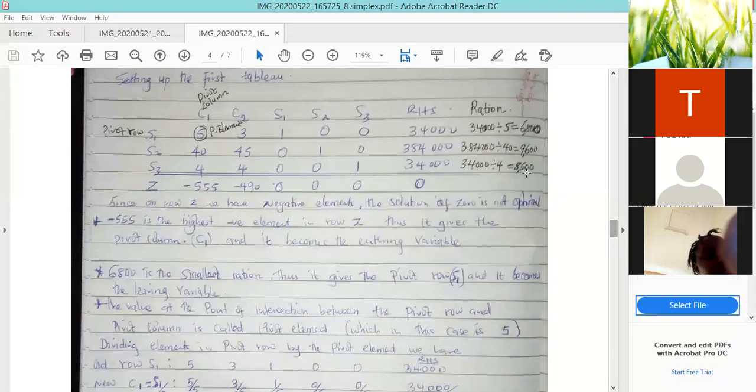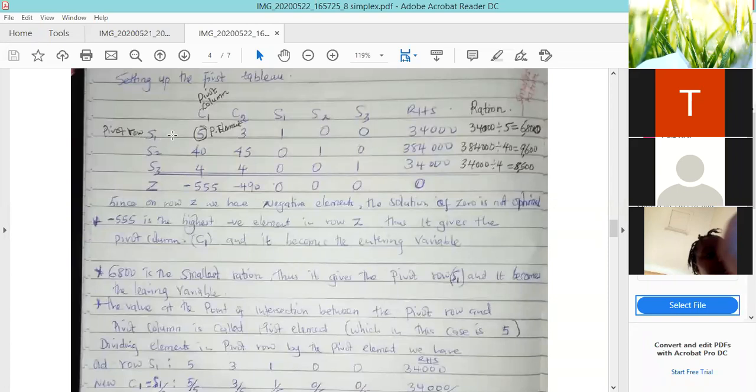So our ratios here, after we have divided the right-hand side elements by the corresponding elements in the pivot column, the smallest is 6,800. So what is the meaning of that? The smallest ratio helps us to come up with what we call the pivot row. The pivot row is the row that corresponds with the smallest ratio in our table.